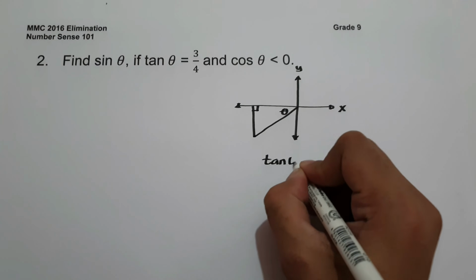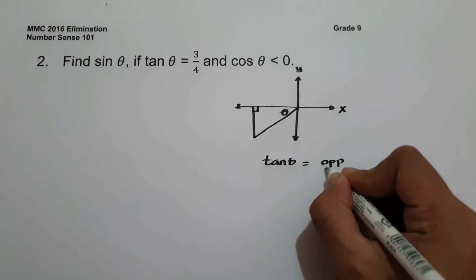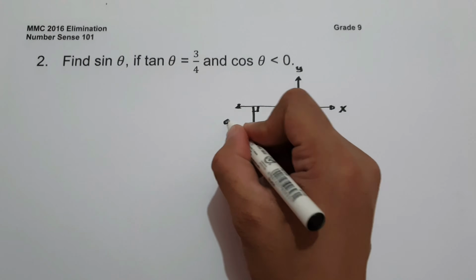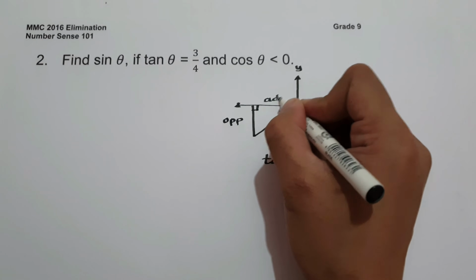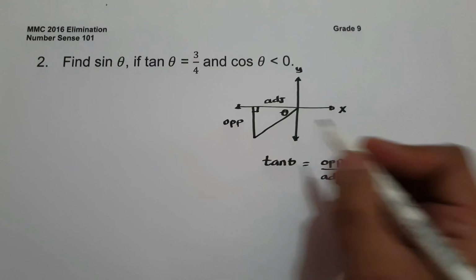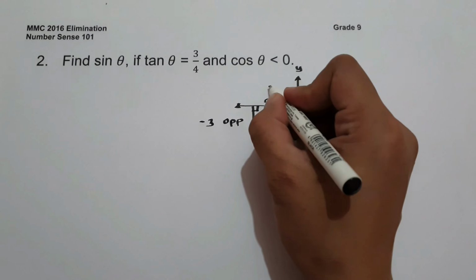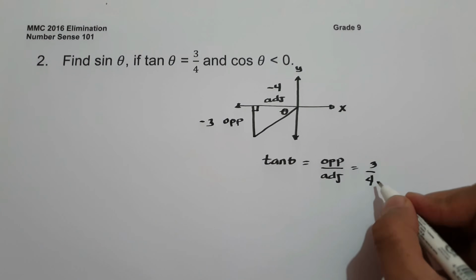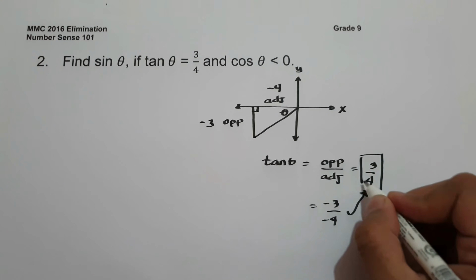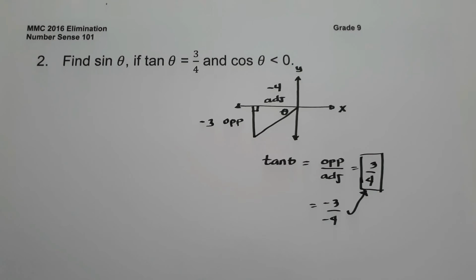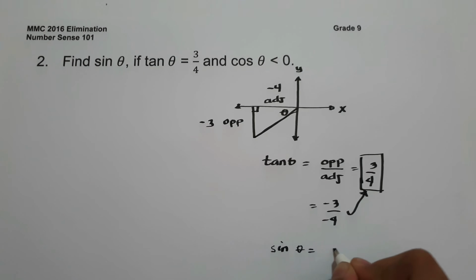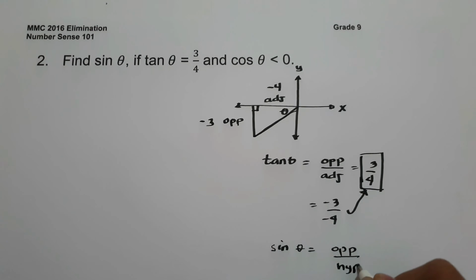Since tangent theta is opposite over adjacent, if this will be the given angle, this will be the opposite side and this will be the adjacent side. And the value of tangent is 3 over 4. So this side is negative 3 and this side is negative 4. It will make 3 over 4 because negative 3 over negative 4 gives us 3 over 4. So therefore, to find the value of sine, let us find this one because sine theta is opposite over hypotenuse.